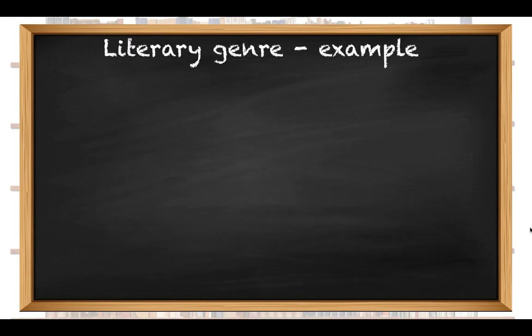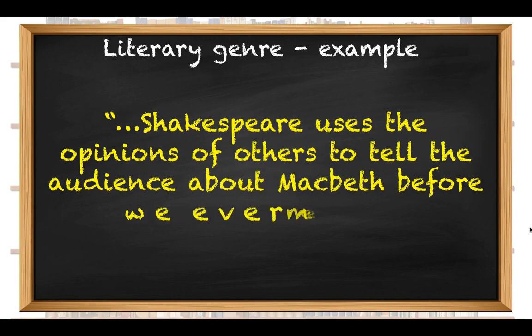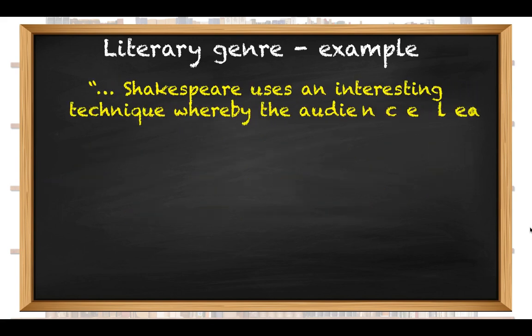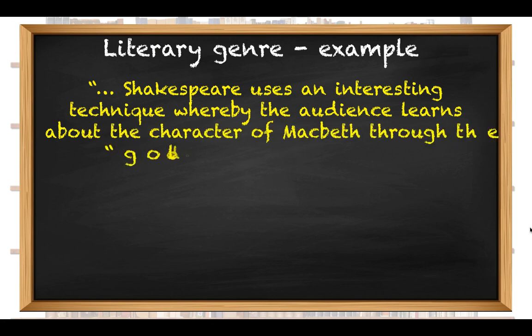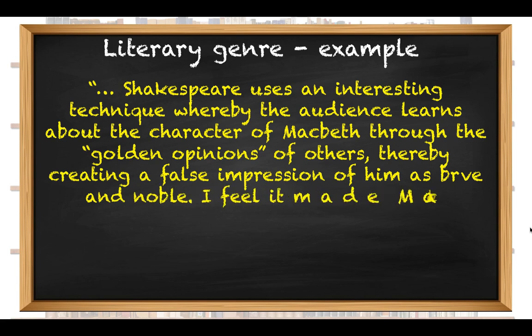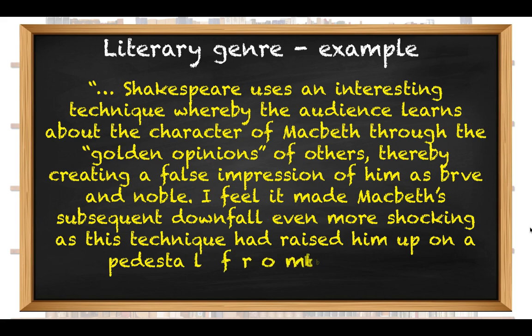It's not enough to say, for example, that Shakespeare uses the opinion of others to tell the audience about Macbeth before we ever meet him. You need to say how that technique influences your opinion. So it needs to look more like this. Shakespeare uses an interesting technique whereby the audience learns about the character of Macbeth through the golden opinions of others, thereby creating a false impression of him as brave and noble. I felt that it made Macbeth's subsequent downfall even more shocking, as this technique had raised him up on a pedestal from the very beginning.